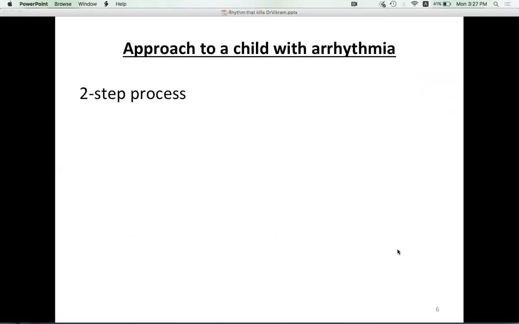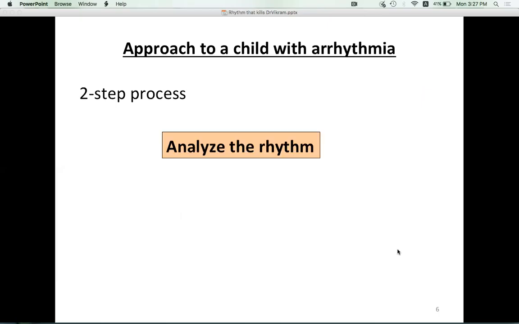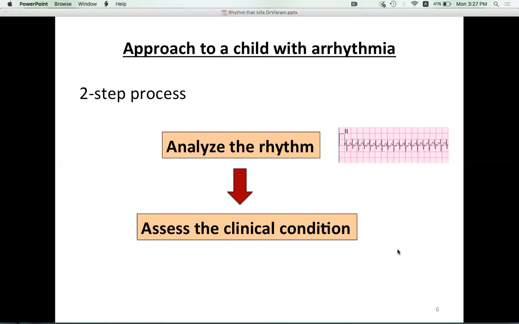So the actual approach to a child with arrhythmia is a two-step process. In the first step, we analyze the rhythm, that is, what is the ECG showing to us. And the second step is to assess the clinical condition of the child. Please remember that final management of any patient will depend on both the components and not just the ECG analysis. Remember, we have to treat the patient and not the ECG.